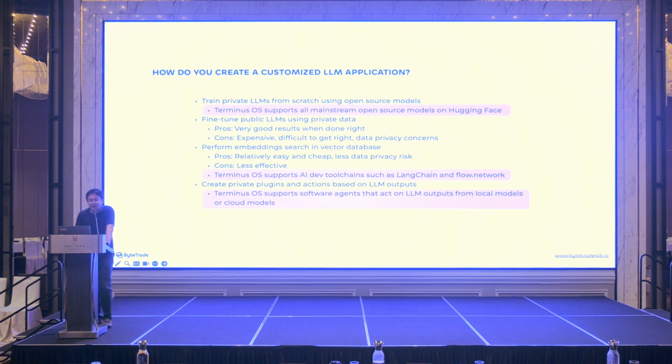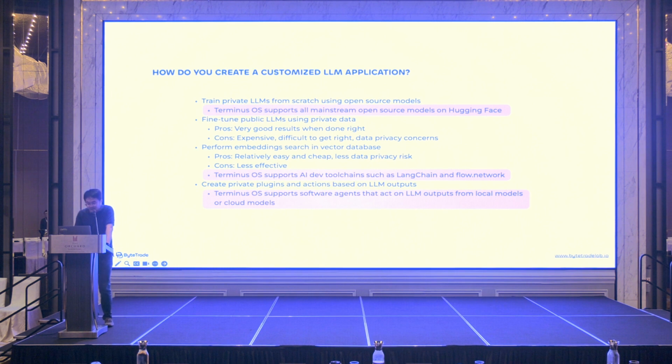All right, so there are three parts that Terminus can do to help create or build this personalized AI. The first is that Terminus OS supports all mainstream open source models on Hugging Face. So that being said, users would be able to download those models, and then with the computing power that each personal server has, users would be able to train the personalized AI with their local data.